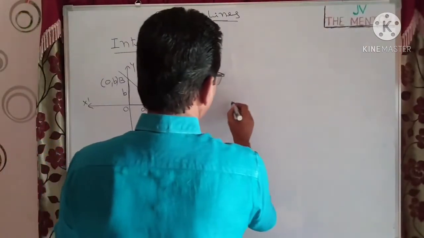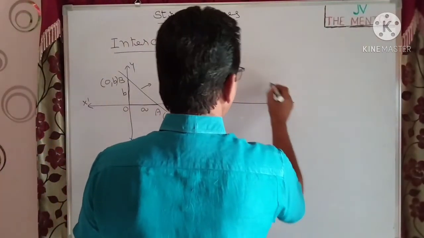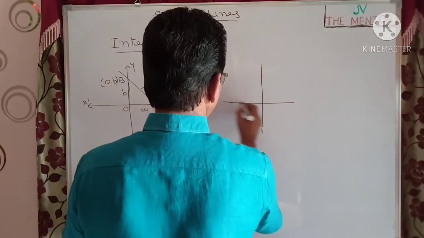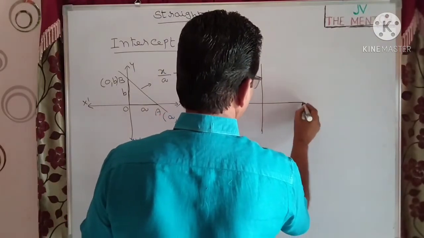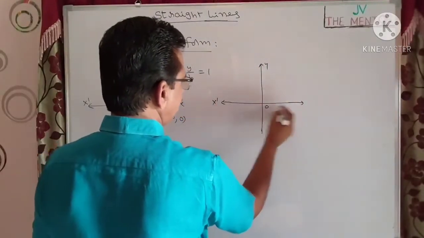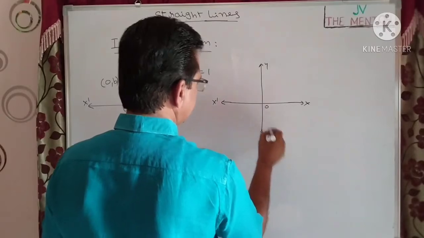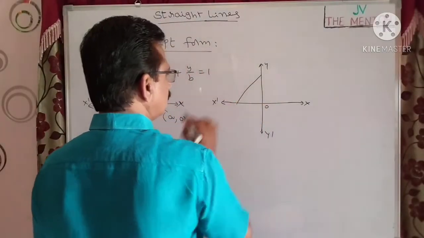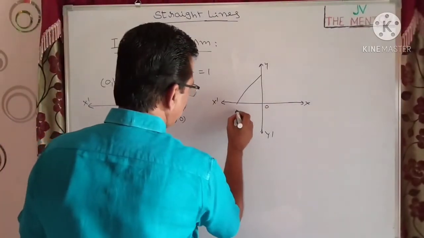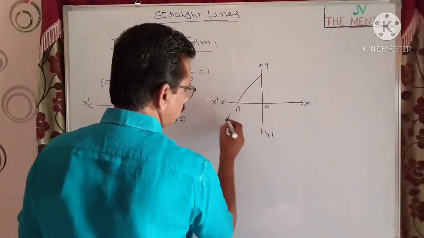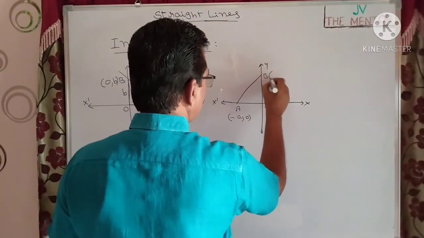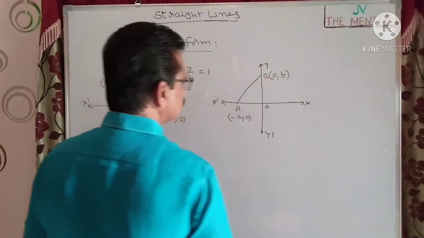Second quadrant. Let us see how it looks in the second quadrant. X axis, x dash, origin, y dash. Now this is the straight line. Now what are the coordinates of A here? It is on the negative side, so minus A comma 0. Here B coordinates are 0 comma B.